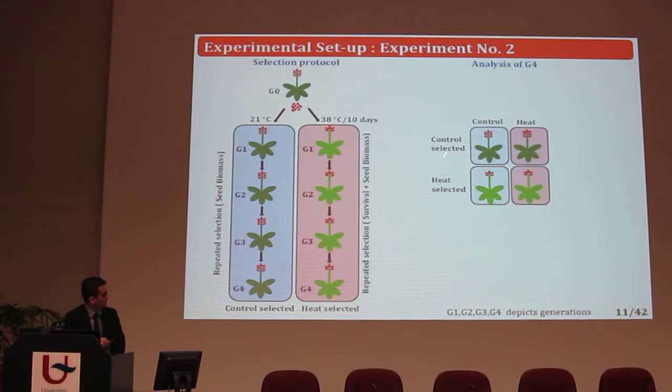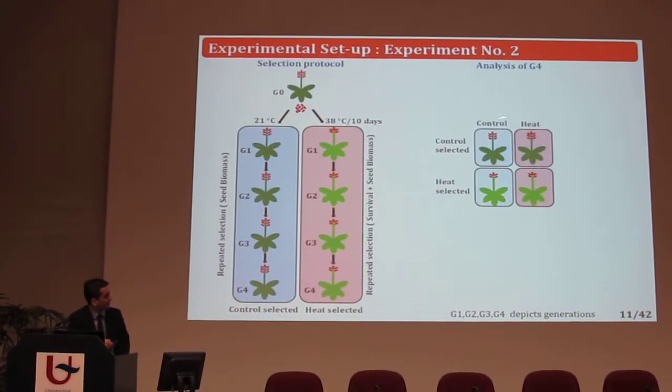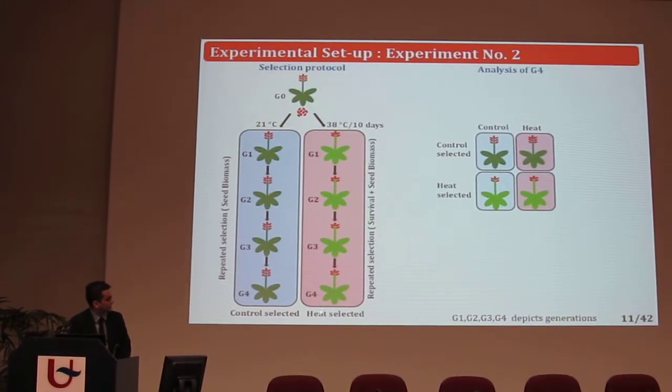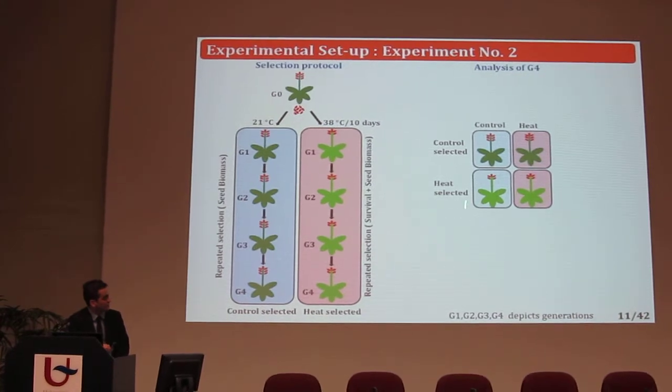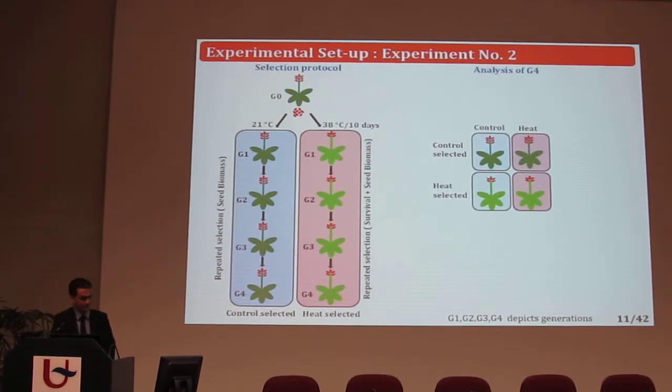So after 4 generations, we analyzed these plants of the 4th generation. So we put control selected plants under control condition and under heat stress condition. We put heat selected plants under control condition and under heat stress conditions.